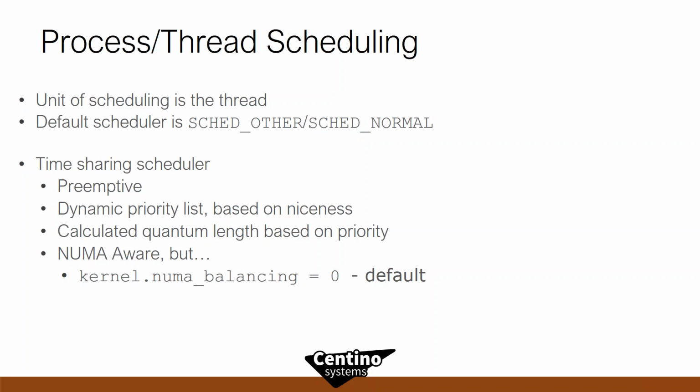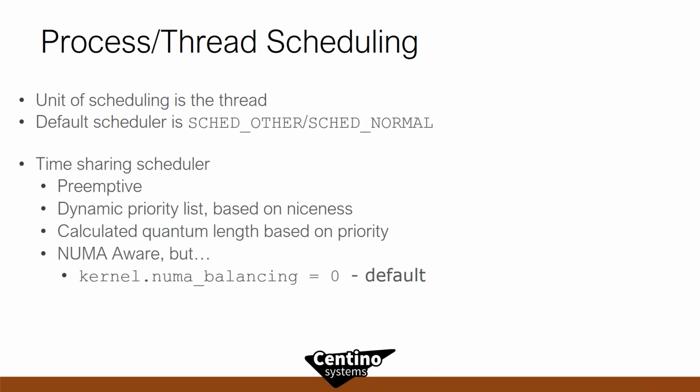There's a calculated quantum length. Again, that's also based on priority, and it's also based on the type of process. So if you're a process that's been alive for a long time, consuming a lot of CPU, the scheduler will realize that, and it'll start giving you longer runs on the CPU to get your work done. But it'll pull you off periodically to keep the interactivity of the system up.